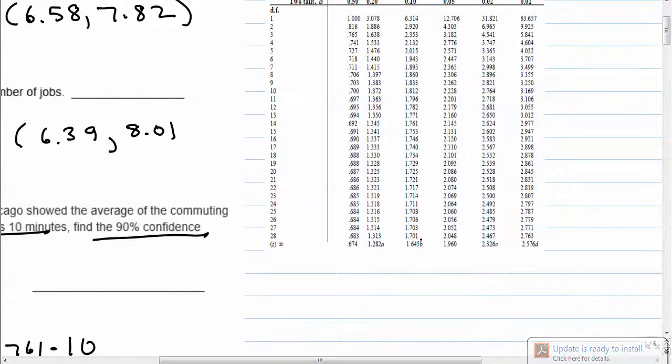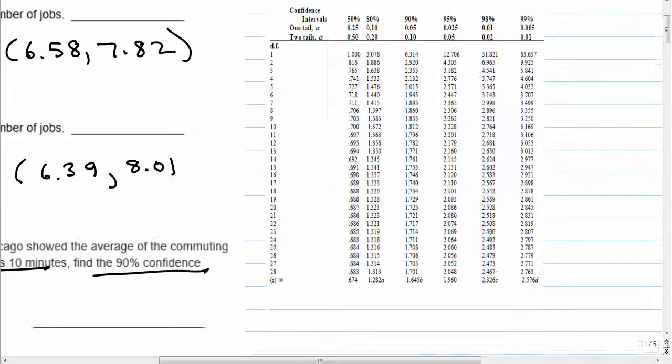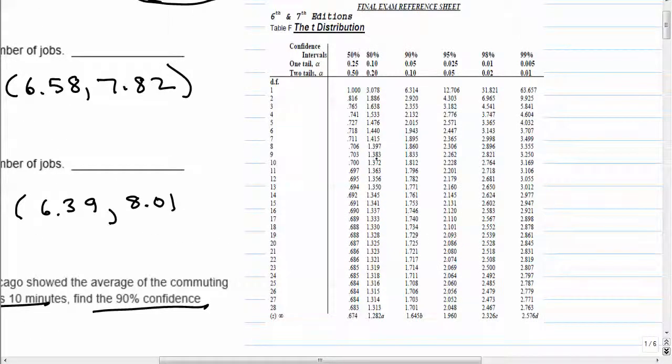Look, 0.10. Yeah, 0.10. So it's going to be the second column here. It's a one-tailed test, so we go down. The degrees of freedom is equal to 19 because the sample size was 20. So we go down to 19, and here's our value.